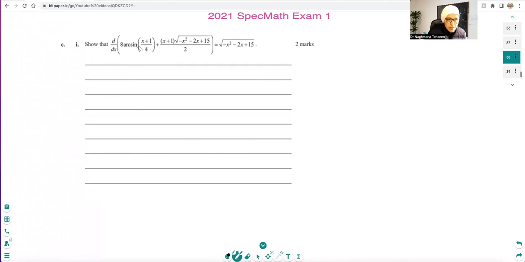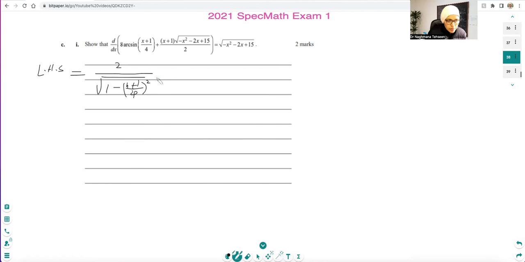Okay, let's do that. We have sine inverse of x, and you know the formula for that. So the left-hand side is equal to the derivative of that, which would be 1 over the square root of 1 minus (x plus 1)/4 squared, times the derivative of (x plus 1)/4, which is 1/4, and then you have 8. 8 times 1/4 is 2. And then we go and differentiate the next bit.